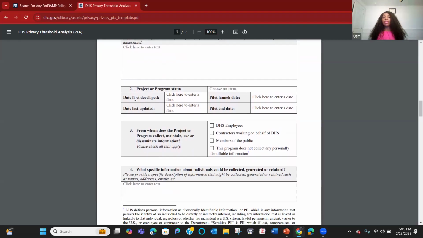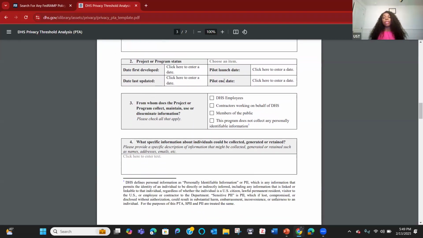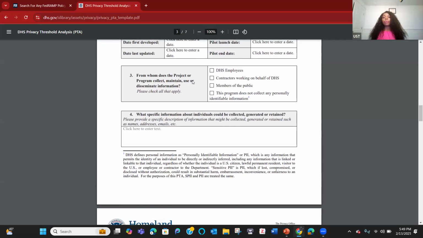And if you see date it was first developed, date it was updated, pilot launch, pilot end date, you'll know what those mean. From whom does the project or program collect, maintain, use, or disseminate information? So you have to put it there. If it's something about our school, UST, is it limited to the UST students? Or is it limited to maybe staff, or maybe we have other vendors? Whatever entity you are collecting the data from, you should make sure you document it, okay?